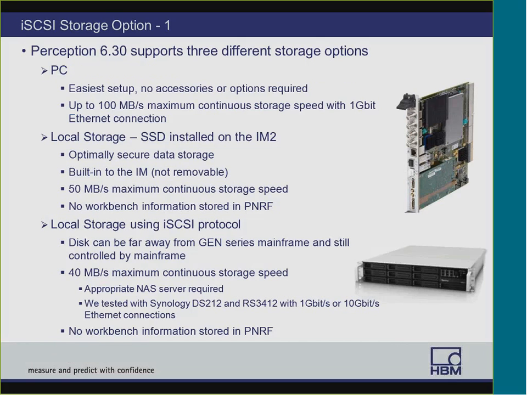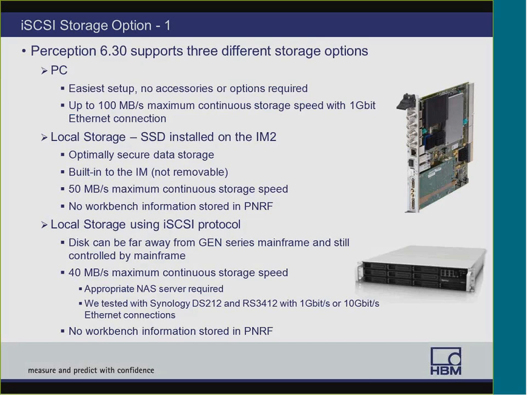There's a new option with Perception 6.30 for iSCSI storage. If we take a step back first and just think about the different storage options that are available. The first is to store to the PC running Perception. This is the easiest setup. There's no accessories or options required. You just use the standard 1 gigabit Ethernet connection that's part of every Gen Series mainframe.